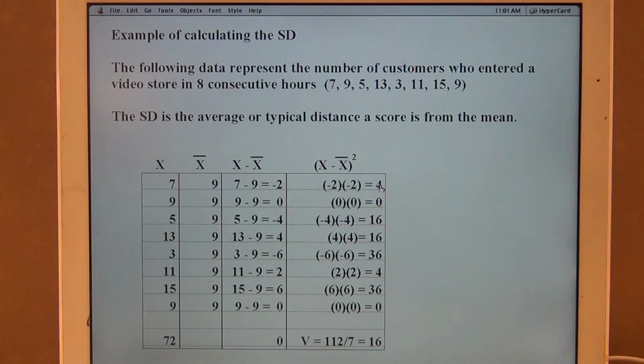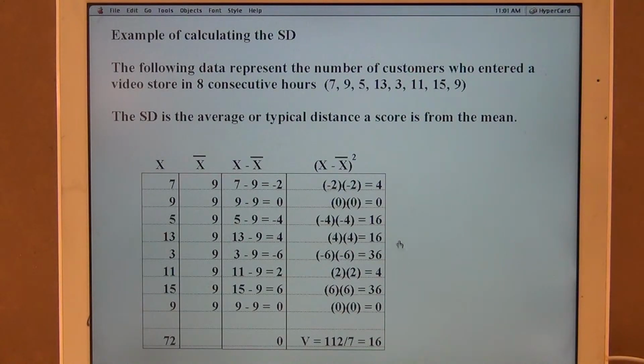Now, since the standard deviation is the average of all scores from the mean, I have to add this up, and I get 112, and I have to take the mean, so I divide by 7 and I get 16. Now, this 16 is not the standard deviation. It's a concept called the variance. It is the average deviation of each score from the mean.